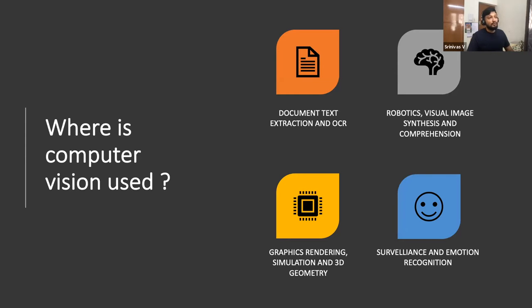So where is this used? Out of the box, in banking and several other applications, we have an extensive amount of text extraction and OCR engines being used, where you need computer vision algorithms for recognizing text from images. It's also used in robotics, in safety industries, and in machining, and a bunch of things, and basically all of them involve visual image synthesis and comprehension.